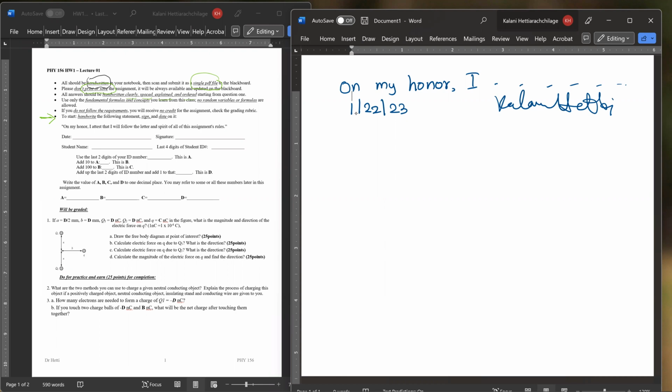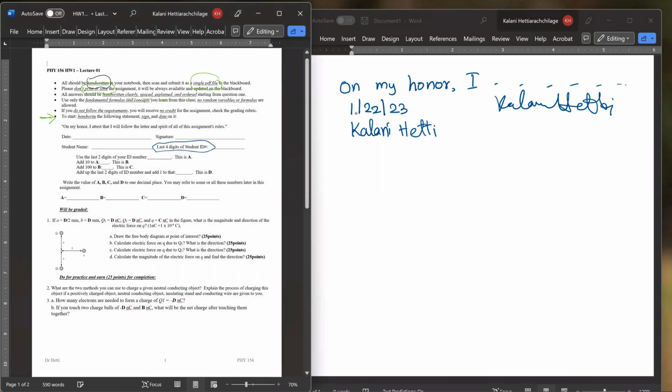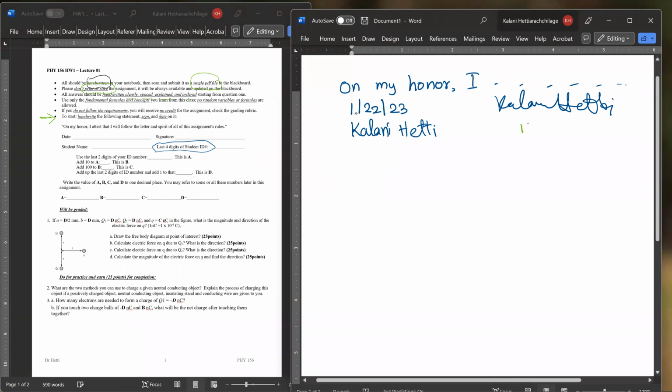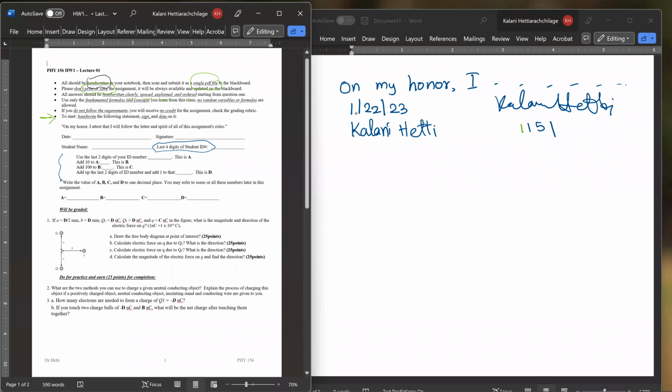And next one is your name. And then I need the last 4 digits of your ID number. I don't want your whole ID. I just need the last 4 digits. Okay, so we'll say I have 11 PHY1.